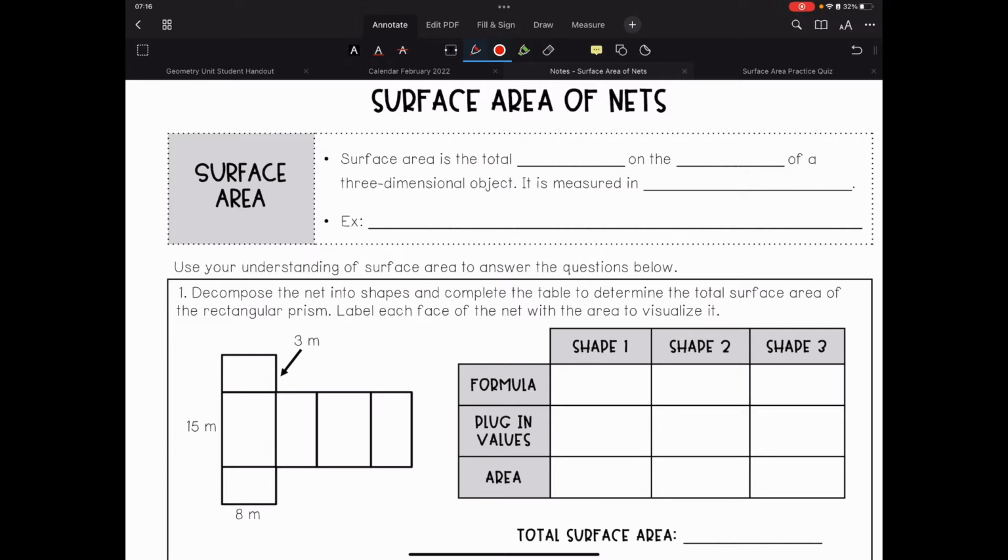For those of you who like to make origami, if you were to unfold your origami shape and lay it down flat in front of you, you would see all of the individual faces of your origami shape. That would also be a net. Okay, so surface area is just the total area of all of the faces of a three-dimensional object. So let's just fill this in here. Surface area is the total area covering the faces of a three-dimensional object, and it's measured in square units.